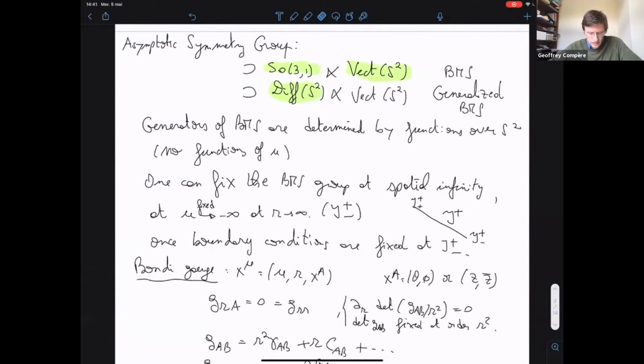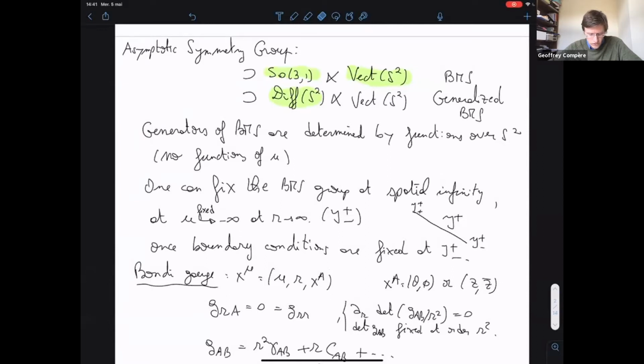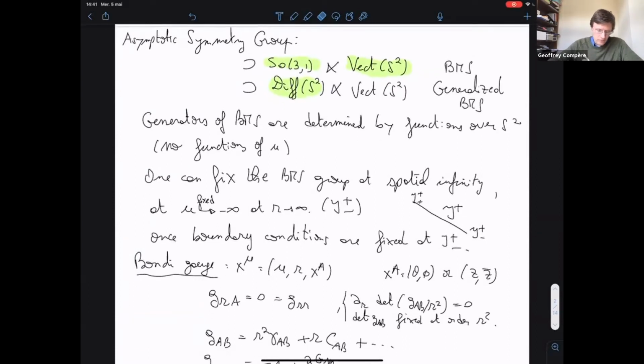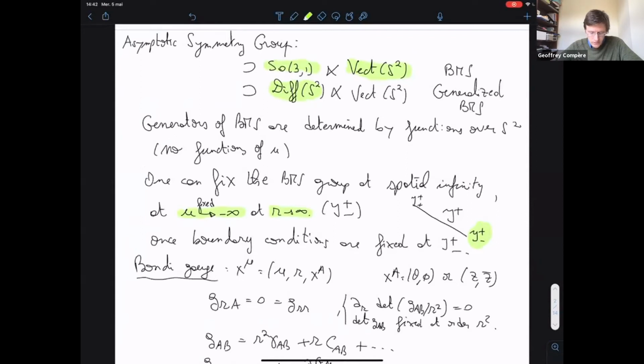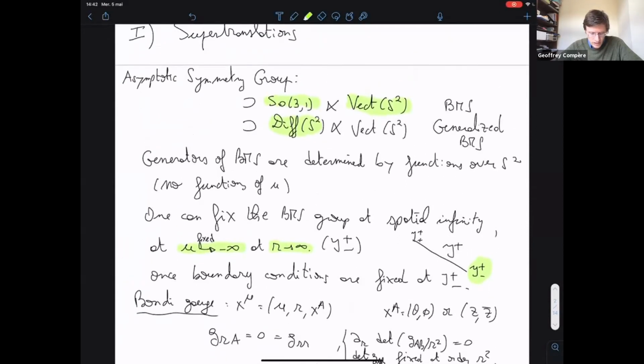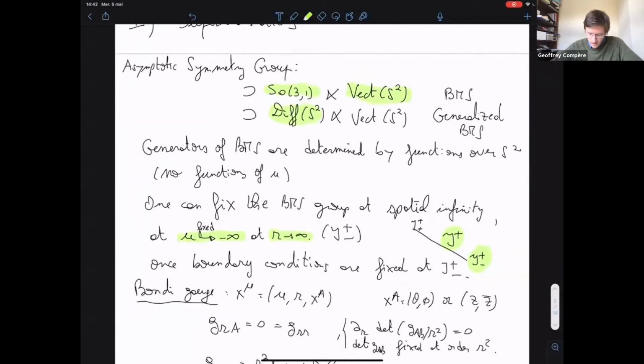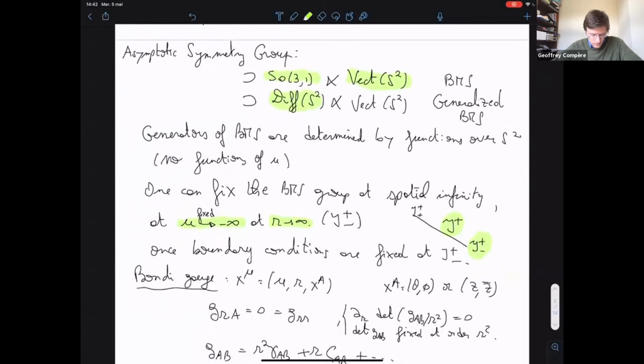to obtain diffeomorphism invariant notions, at least under those diffeomorphisms. So one fixes scri plus minus, which is u going to minus infinity at large radius. So one takes first r going to infinity, and then u going to minus infinity. Then one can impose boundary conditions there, and in particular fix a frame. The specification of the frame there would fix it for the entire scri plus. So that's a way to deal with supertranslations, to fix the frame at spatial infinity. And then one can know in which frame one is describing all the quantities at null infinity.